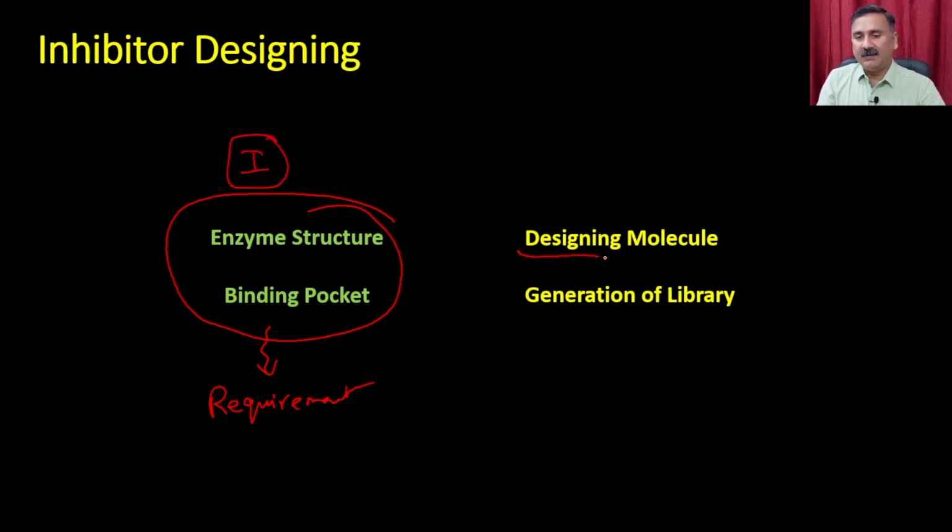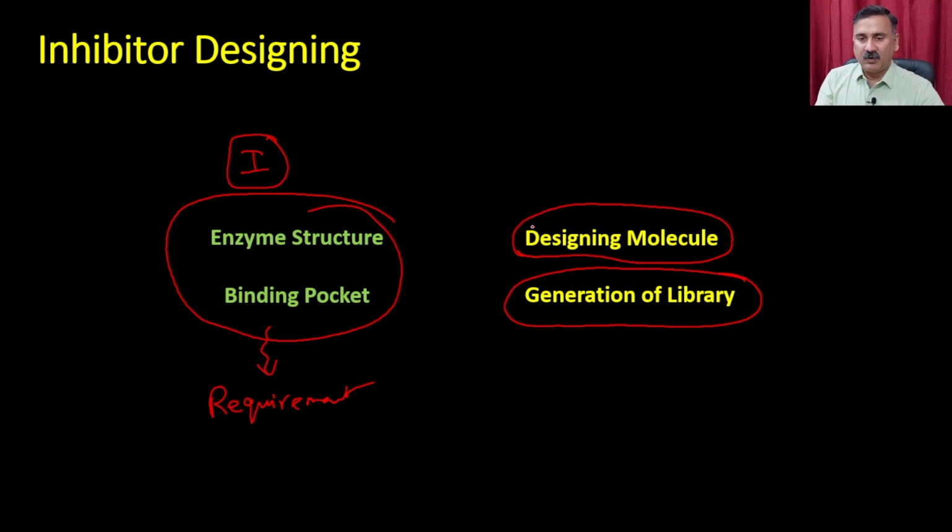Now, when you want to design the molecule, you have to generate a library. This library is where you are going to have the different types of designed molecules. This library could be a natural library, or it could be a synthetic library, which means it can be a library which is man-made.